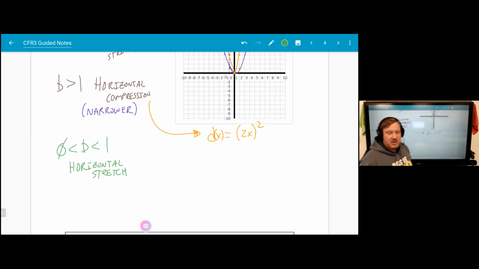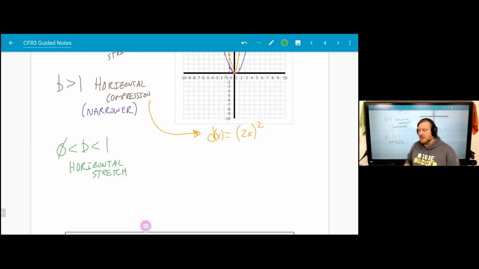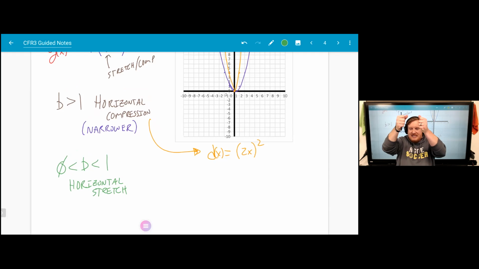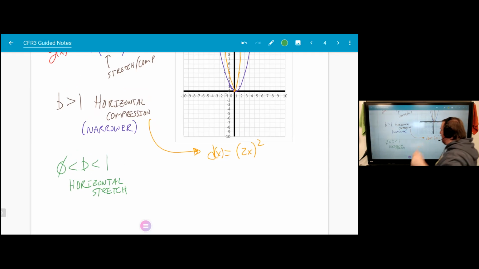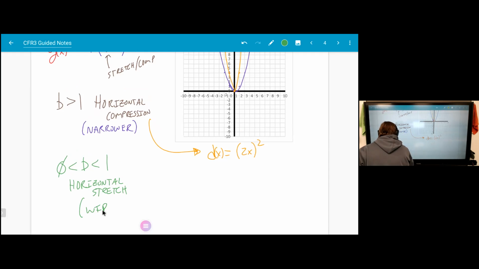Horizontal stretch. If I'm stretching it out, if I'm taking something and I'm going to pull it apart, it's going to be wider, especially with this x squared business. The horizontal stretch will make it wider. And let me prove that to you.